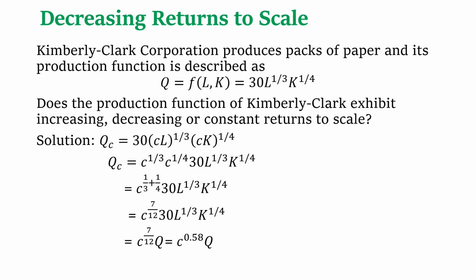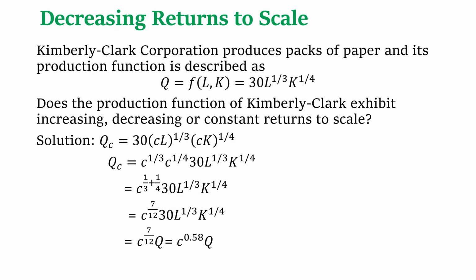Now, let's look at one typical example, basic math here. We try to see whether this production function exhibits increasing, decreasing, or constant returns to scale. We just try to increase the input by a certain amount. Let's see what happens to the output. If we do that, we have C to the 1/3, L to the 1/3, right? Because in the L term, you have to raise both of these two terms to the 1/3, and then K to the 1/4 is just C to the 1/4 and then K to the 1/4.